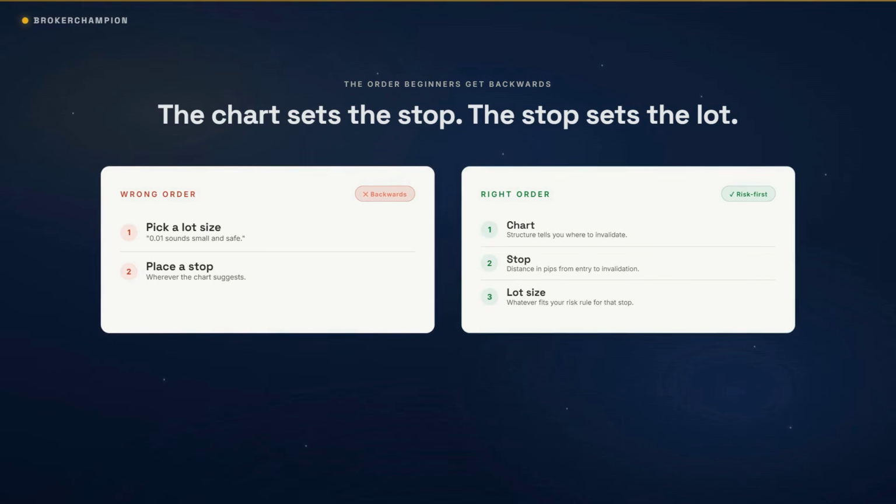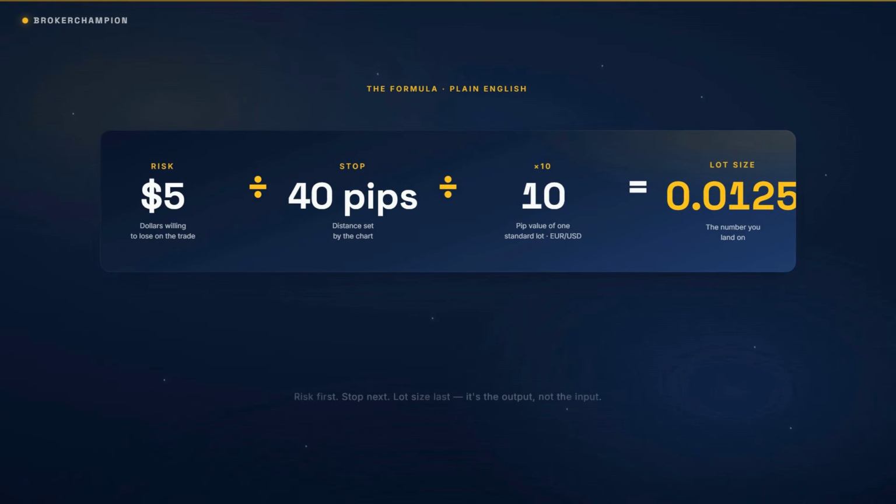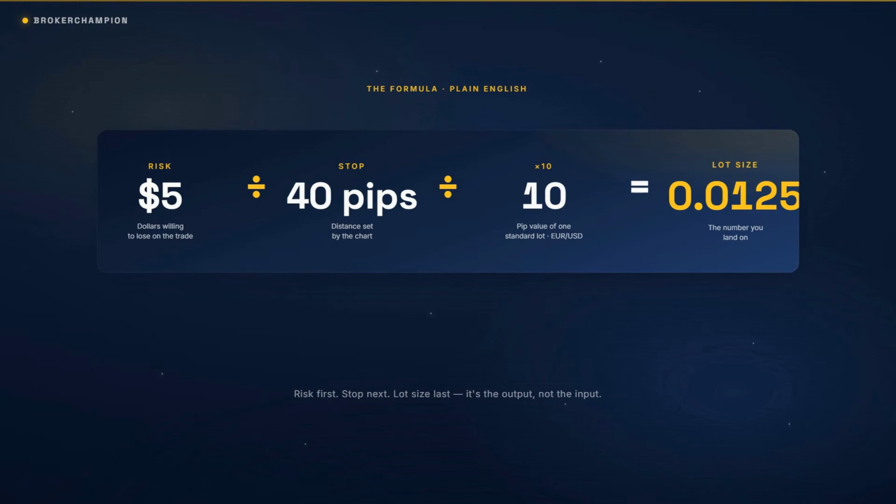The chart sets the stop. The stop plus your risk rule sets the lot size. Here's the formula in plain English. Take the dollar amount you're willing to lose on this trade, say 1% of your account. Divide that by the stop distance in pips. Then divide it again by 10, because $10 is the pip value of one standard lot on EUR/USD. The number you land on is your lot size.